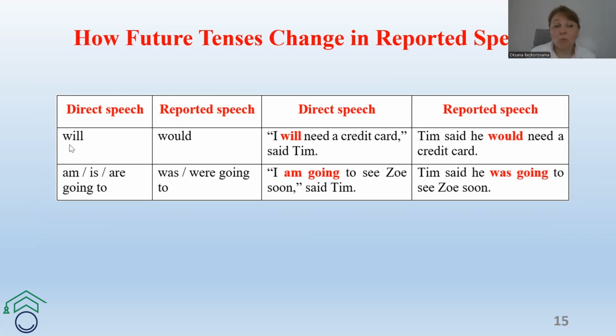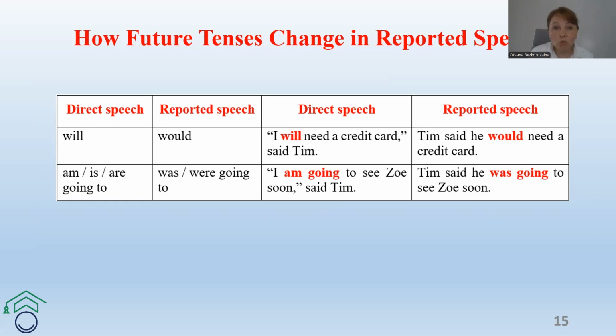If we change will to would. "I will need a credit card," said Tim. Tim said he would need a credit card. We don't change the main verb. Yeah, we change just will. Am, is, are going to are changed into was or were going to. "I'm going to see Zoe soon," said Tim. Tim said he was going to see Zoe soon.